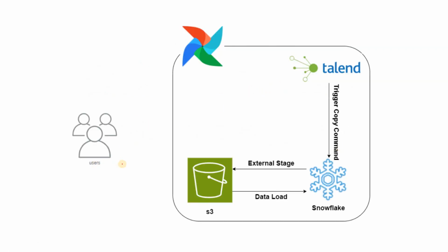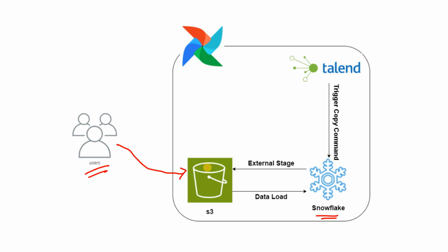Suppose we have some third-party users or partners or vendors who are sending files to our S3 locations. Maybe that S3 location is exposed using an AWS SFTP endpoint. The users are sending different CSV files to this S3 landing zone, and we have to ingest this data into our Snowflake table, right?